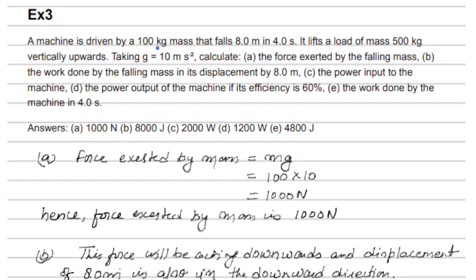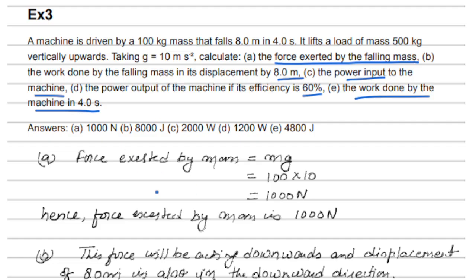A machine is driven by a 100 kg mass that falls 8 meters in 4 seconds. It lifts a load of mass 500 kg vertically upwards. Taking g is equal to this much, calculate the force exerted by the falling mass. B, the work done by the falling mass in its displacement of 8 meters. C, the power input to the machine. D, the power output of the machine if the efficiency is 60%. And E, the work done by the machine, or you can say work output.